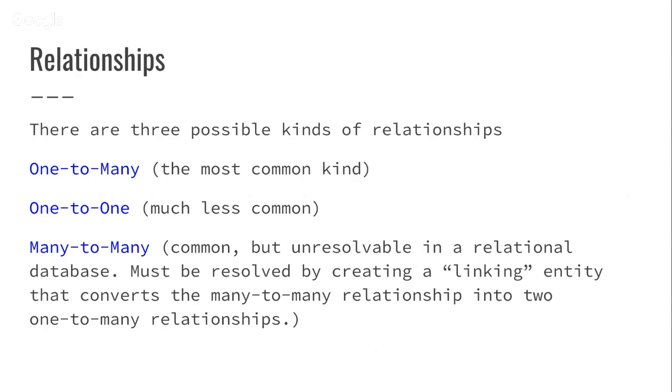There are three. This is where I was going to go, but this Google Slides is going there a little faster than I probably would have. There are three kinds of relationships between entities. We only look at one entity, right? But we're going to look at three kinds: one-to-many, one-to-one, and many-to-many.